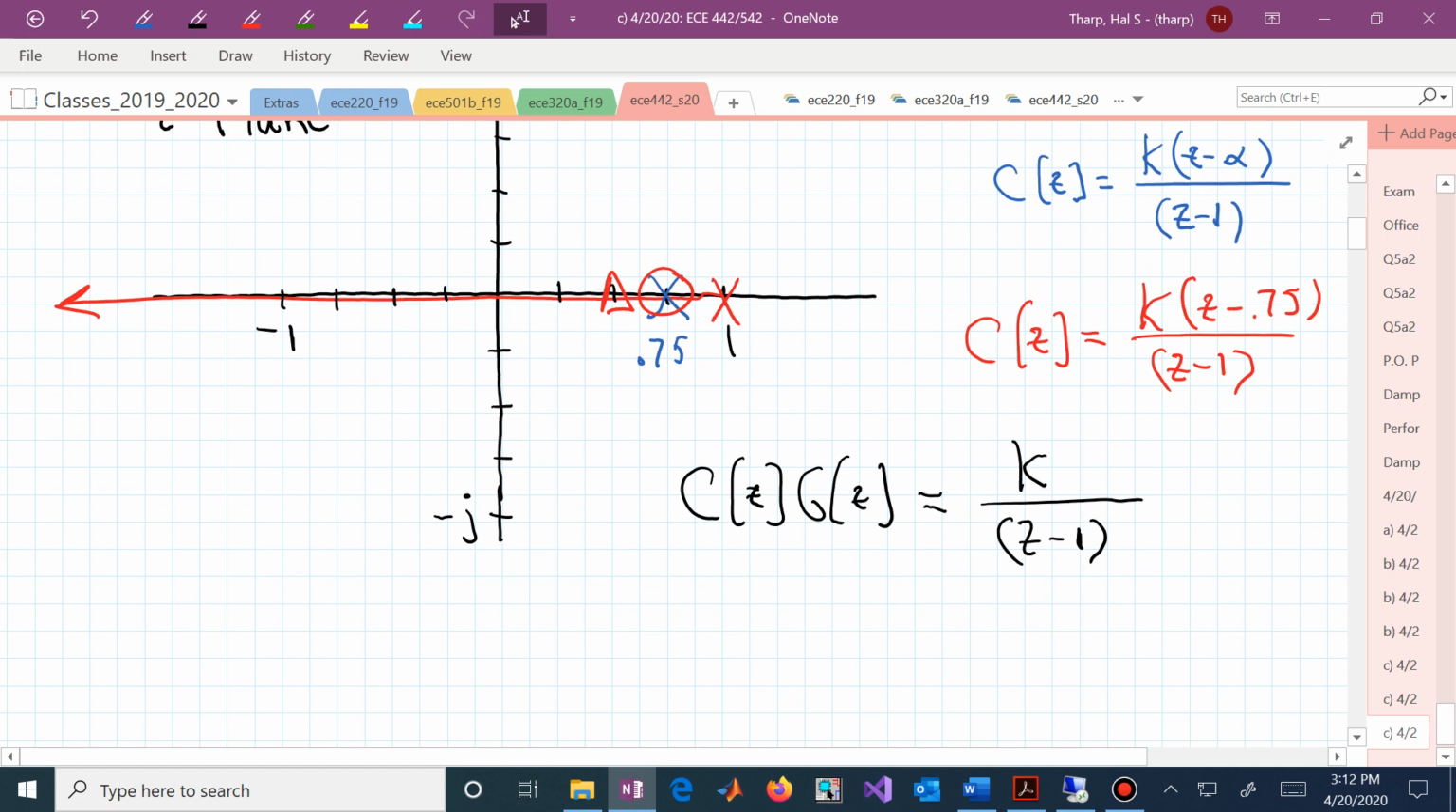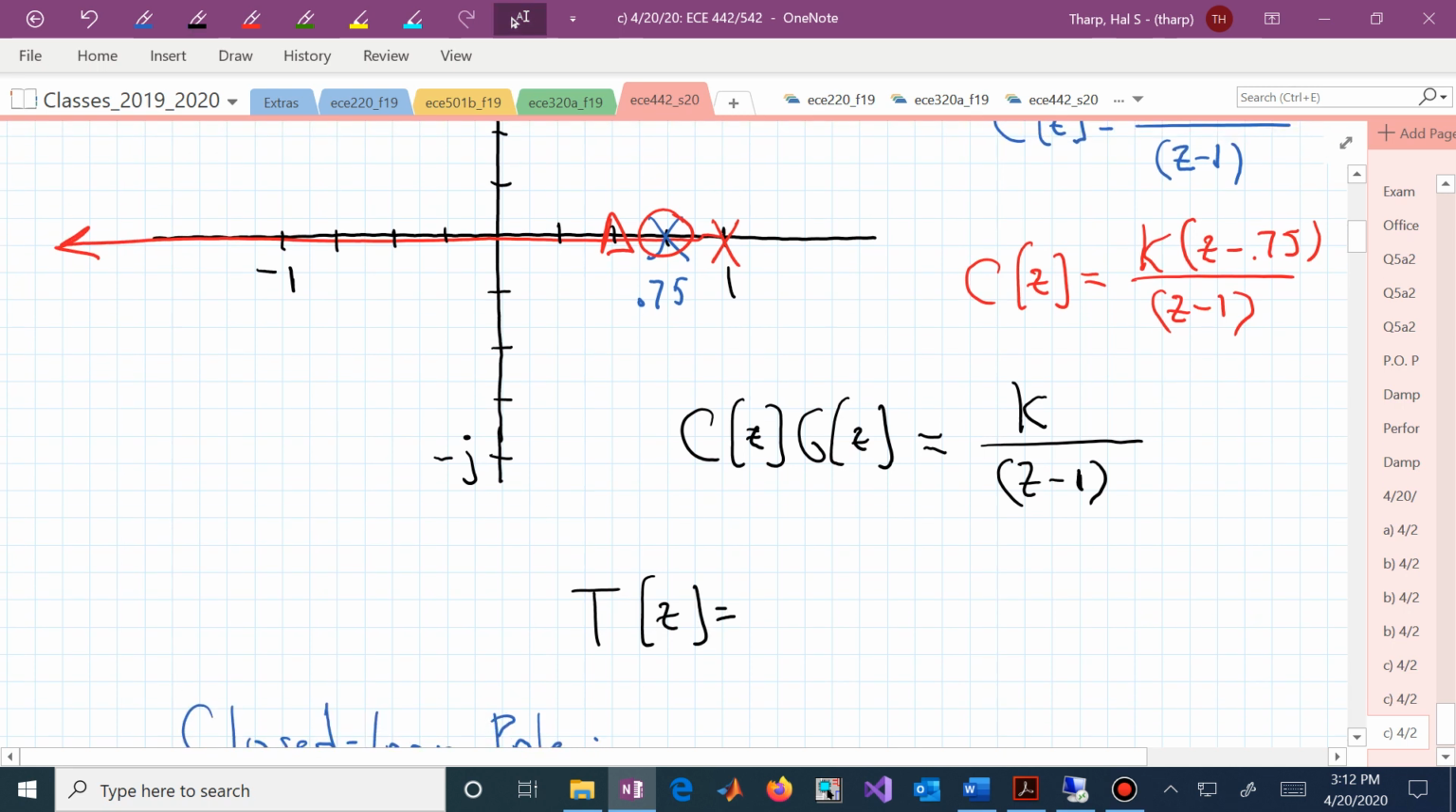And that root locus is easy to sketch, so that our closed loop system is now not KG, it's CG. So now we have CG over 1 plus CG, or that now becomes, canceling the numerator's denominator and the denominator's denominator, which are both z minus 1, K over z minus 1 plus K.